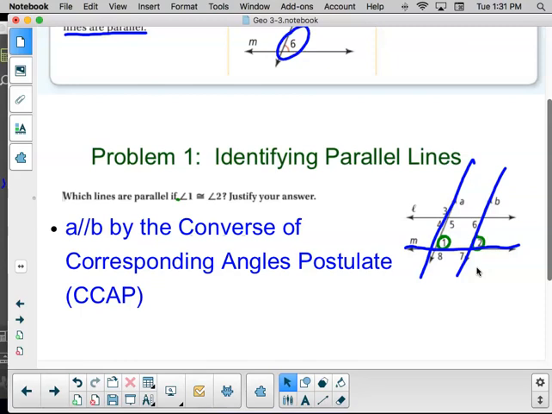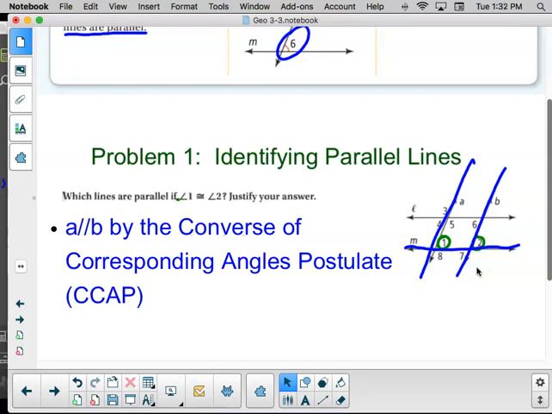So we've got CCAP, the converse of the corresponding angles postulate. I hope you start noticing that the names we've been working on since day 1 of this chapter are going to help us launch into what the names of the angles are, what properties the angles have, and why that's the converse theorem. If I'm proving lines parallel, I use the converse. If I already knew they were parallel, I just use the original. After you write that down, which lines do you know are parallel?